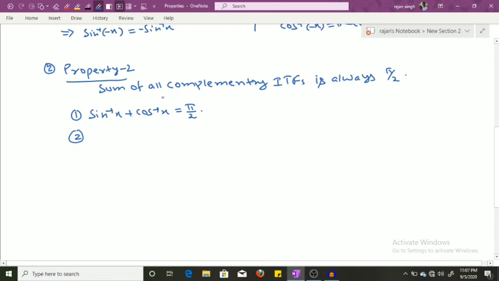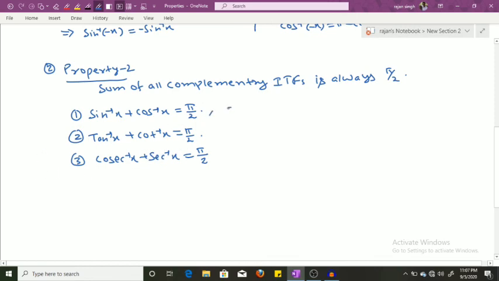Similarly, tan inverse and cot inverse will also give pi by 2. Similarly, sec inverse x and cosec inverse x are complementary to each other, so they will give what? Pi by 2.